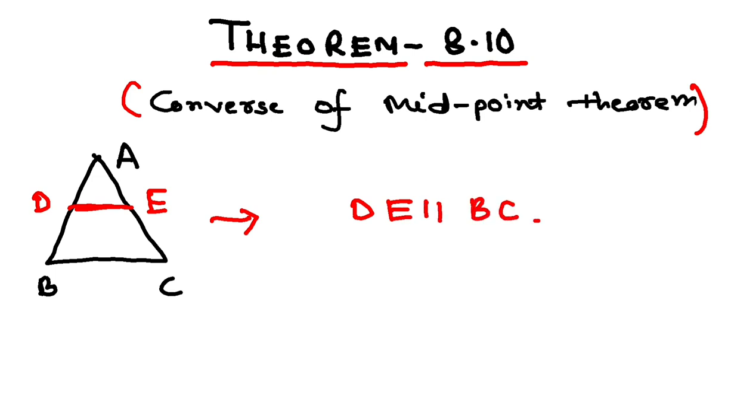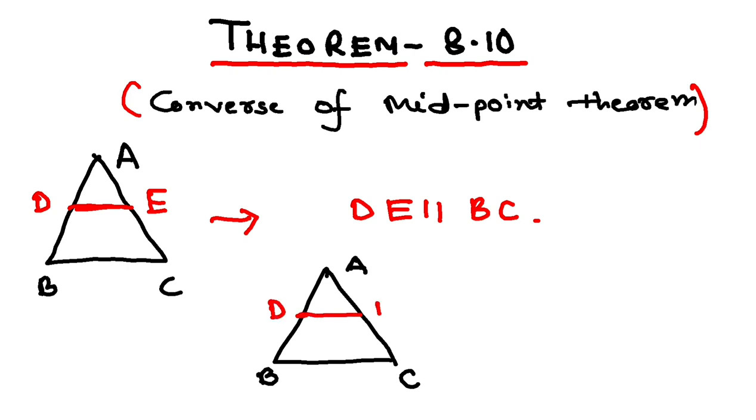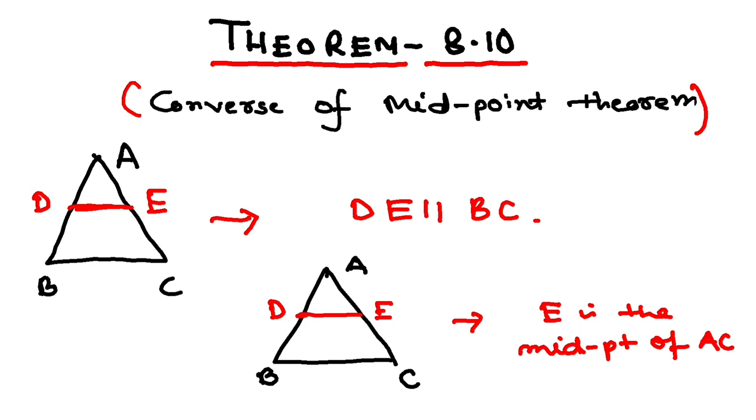Okay, this was theorem 8.9. Now we have to do the converse. Converse in the sense that now triangle ABC is there, and they will say that D is the midpoint of AB. We'll join DE. You have to prove that E is the midpoint of AC.